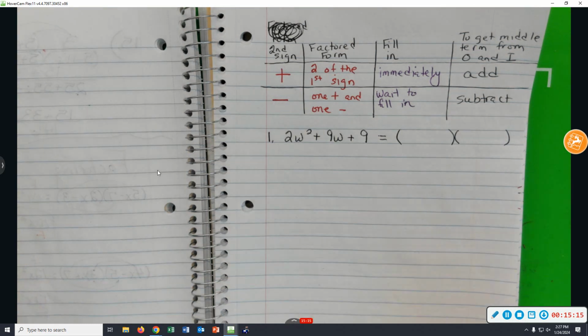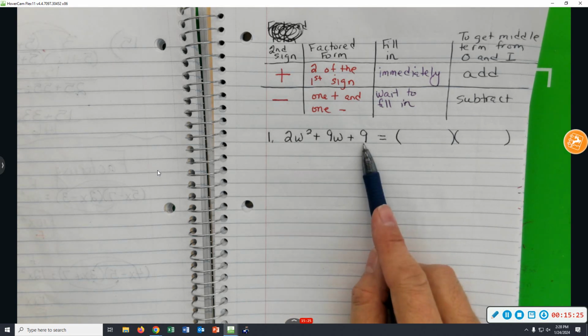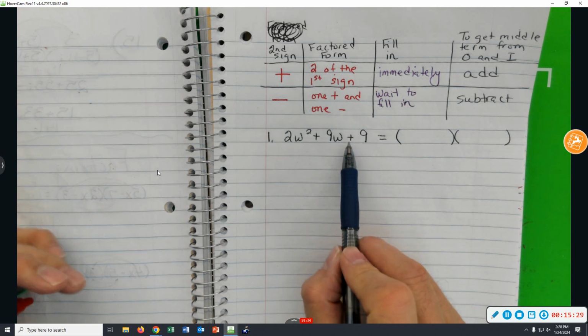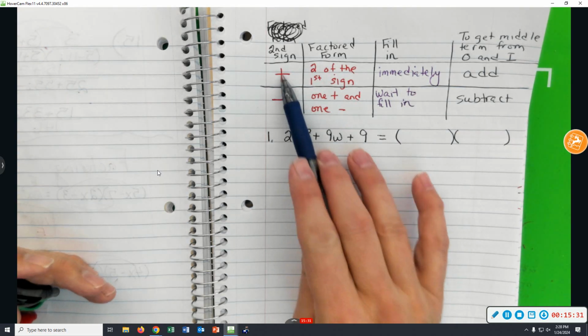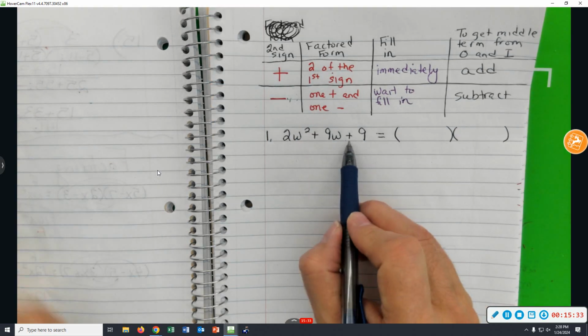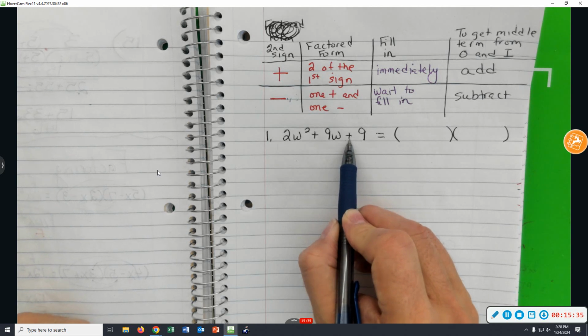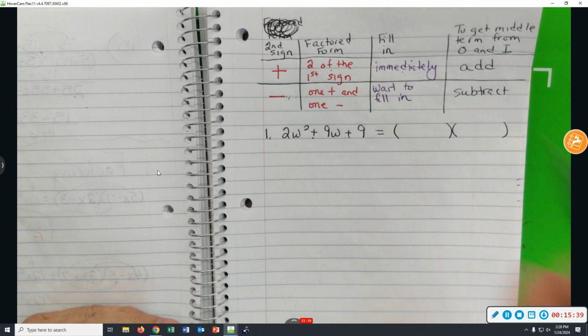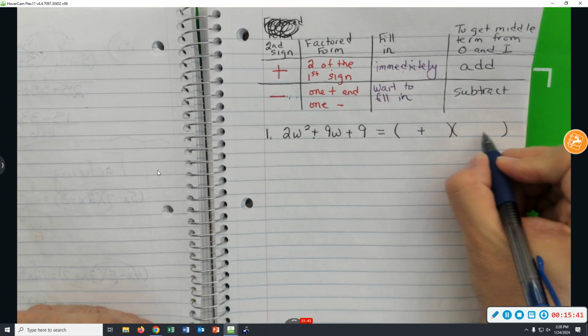Is it clear what we're going to try to do? We have to fill in those two sets of parentheses so we can FOIL it out and get 2w squared plus 9w plus 9. How do we do that? Well, the first thing I do is always look at these second signs. If the second sign is plus, it's two of the first sign, so I'll fill it in immediately. I know they're both plus, plus.